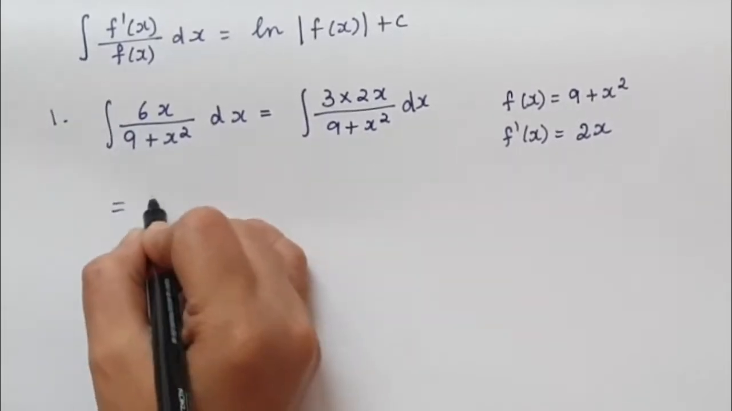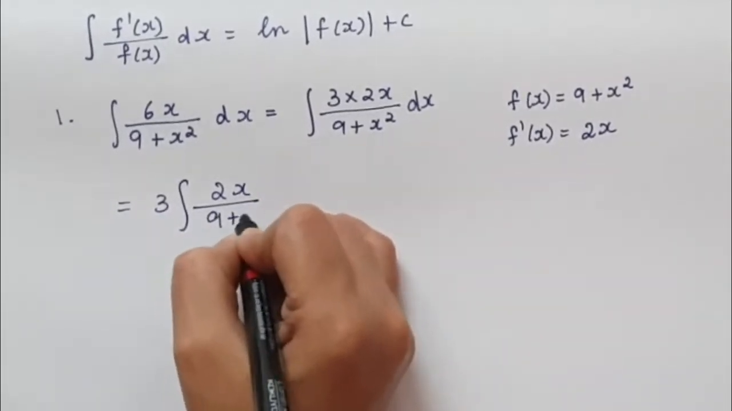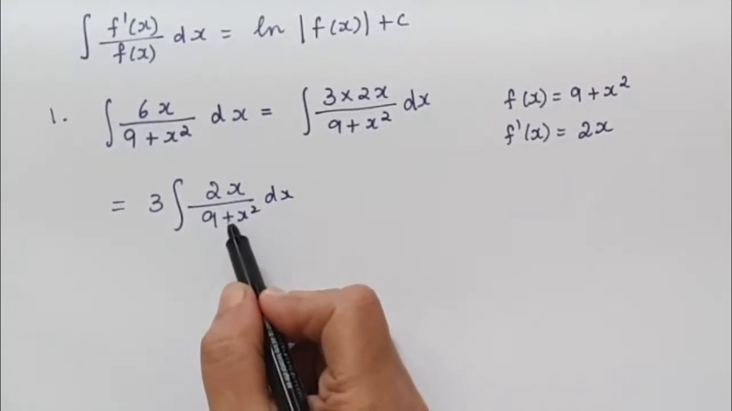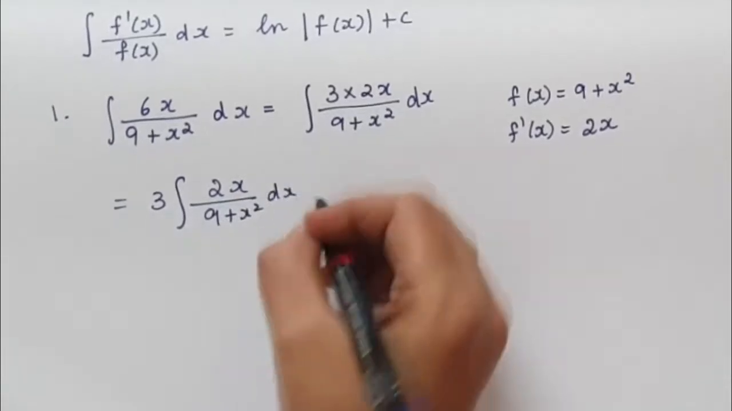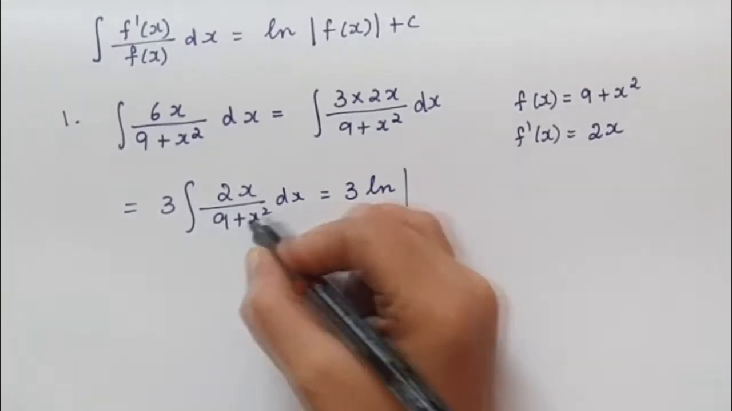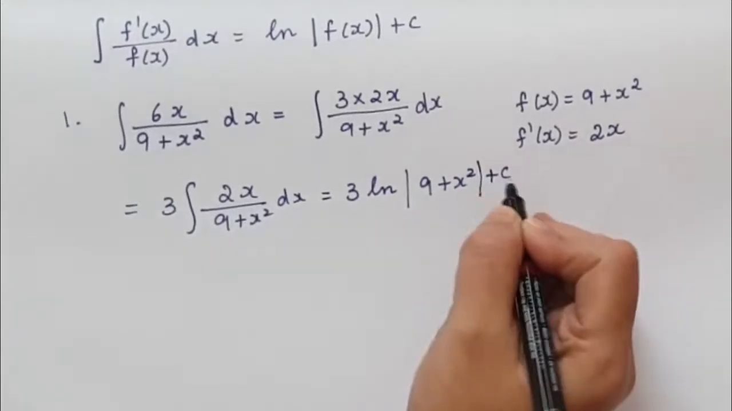So 3 can be removed out, and it is 2x by 9 plus x squared dx. So automatically when we differentiate the denominator, we get the numerator. So our answer for this will be 3 into ln of modulus of the denominator plus c.